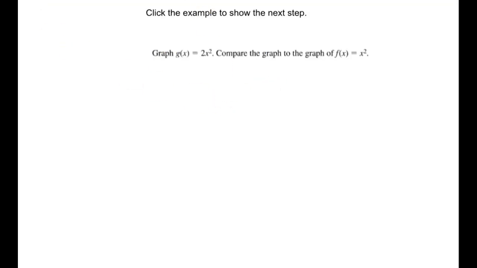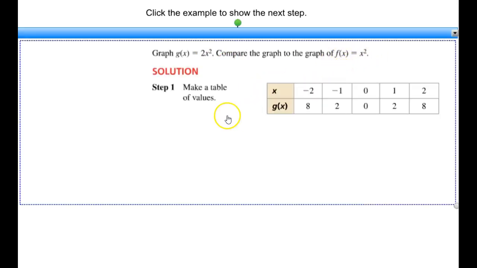So now let's look at an example. I need to graph g of x equals 2x squared and then compare it to my parent function, which is f of x equals x squared. So the first thing I want to do is make a table of values. And again, I like to pick 0 and then a couple on each side of 0. And I plug those values in as my x, and then I get my g of x.